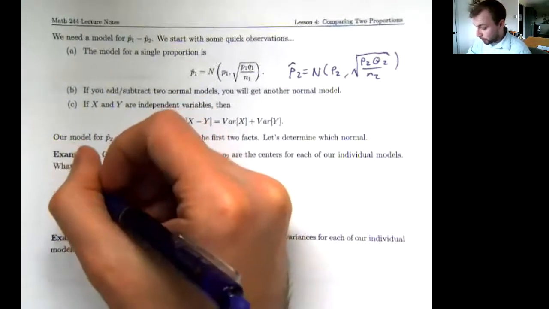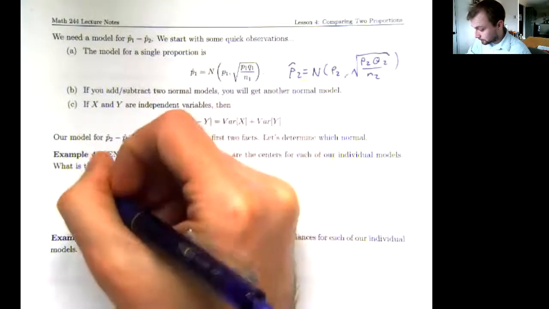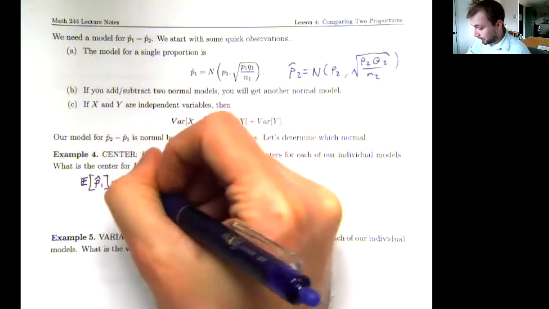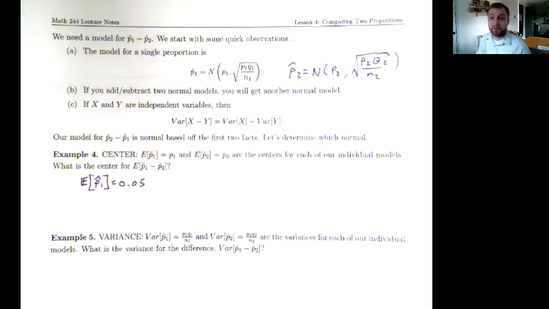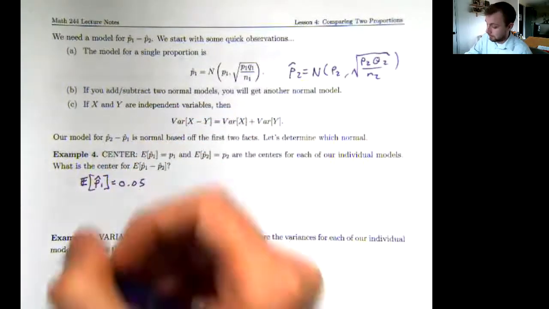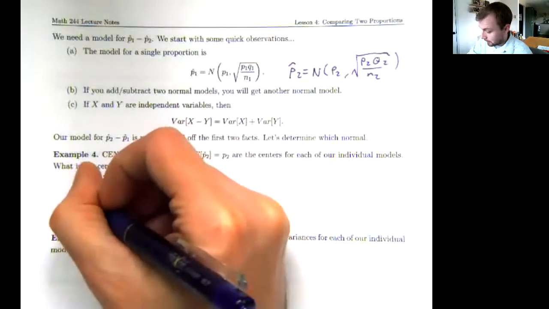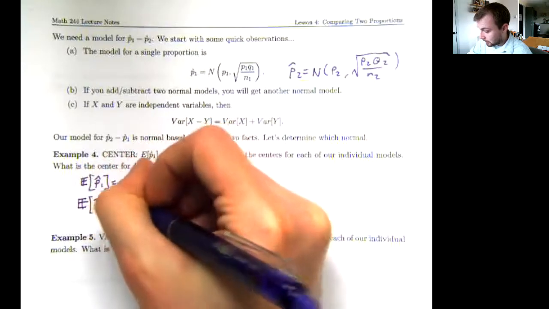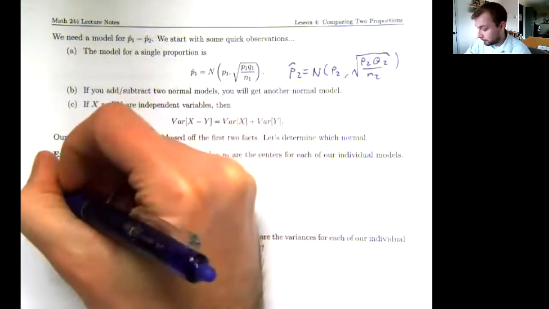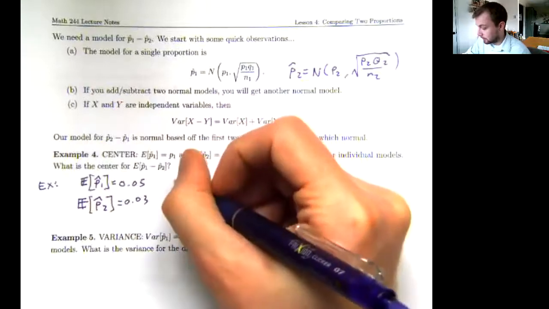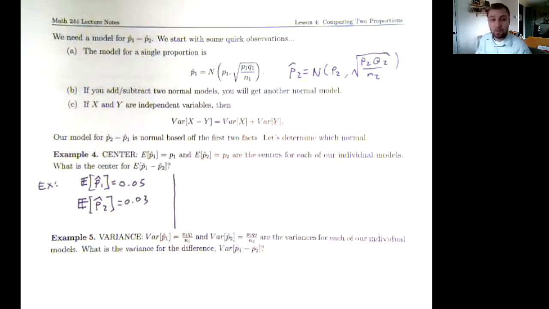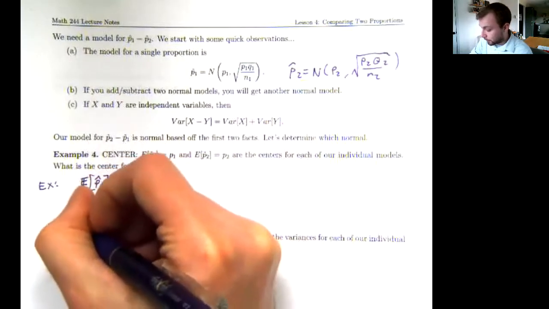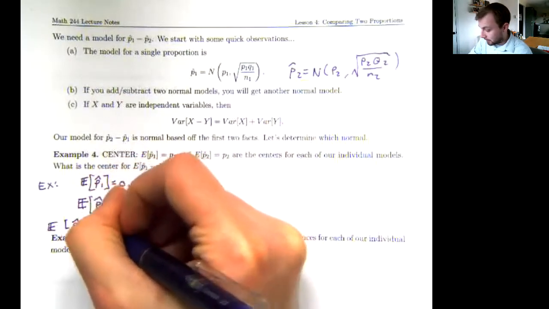I'm going to just do a quick what if. So suppose I expect the win rate for the first group to be 5%. And suppose I expect the second win rate to be, say, 3%. This is just a made-up example here. What do you think my win rate should be when I'm looking at the first group, take away the second group?